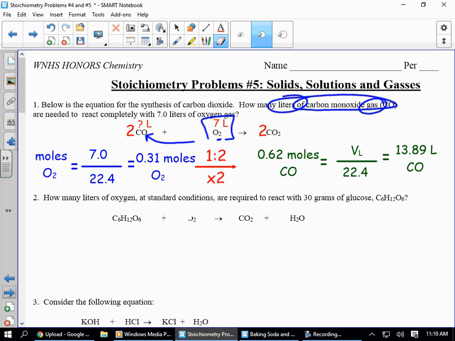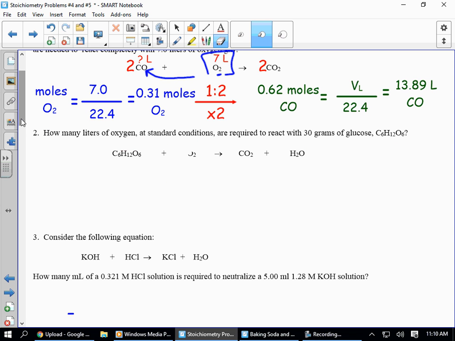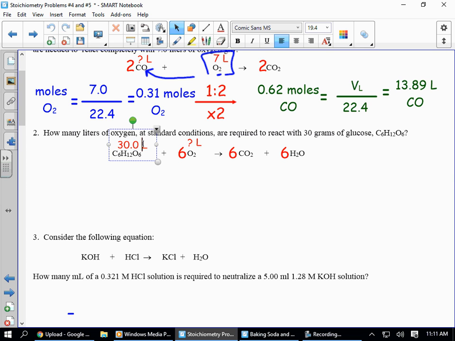All right, take a look at the next question. Make sure you can balance it and give it a start. This one was probably a little bit tough to balance. You need a 1, 6, 6, 6 to be balanced. And the question says, how many liters of oxygen gas at standard conditions are required to react with 30 grams, oops, that should be grams, of glucose? Okay. So again, if you get it, go ahead and pause the program.